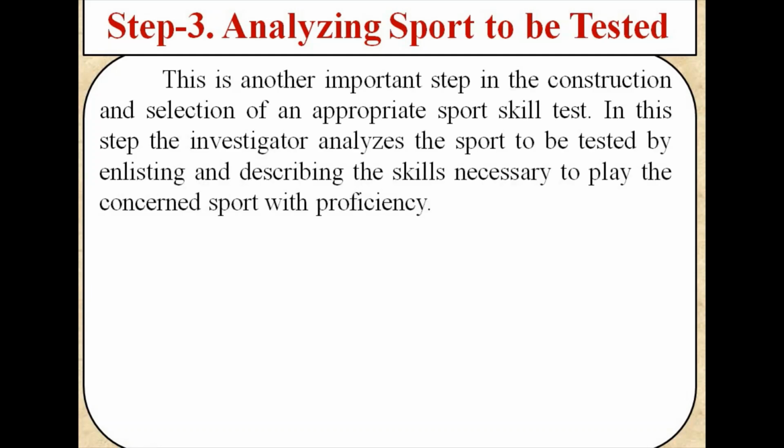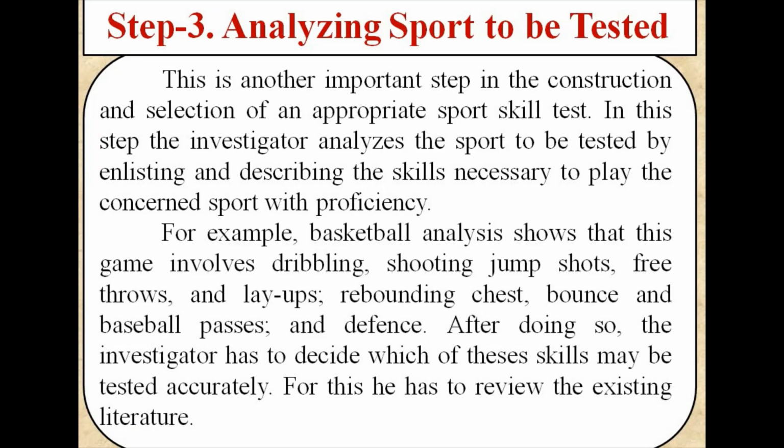Step 3. Analyzing the sport to be tested. This is another important step in the construction and selection of an appropriate sport skill test. In this step the investigator analyzes the sport to be tested by enlisting and describing the skills necessary to play the concerned sport with proficiency. For example, basketball analysis shows that this game involves dribbling, shooting jump shots, free throws, and layups, rebounding, chest, bounce and baseball passes, and defense.